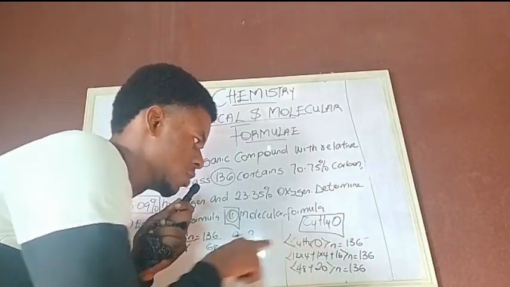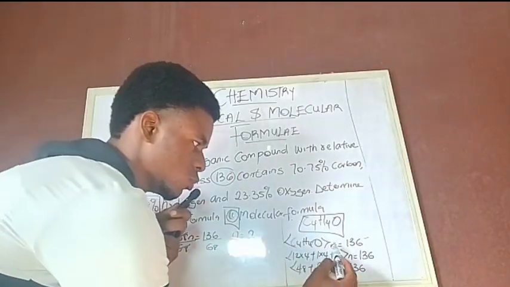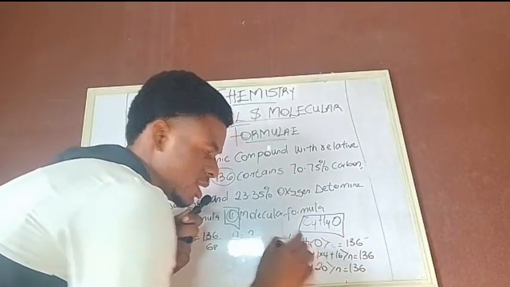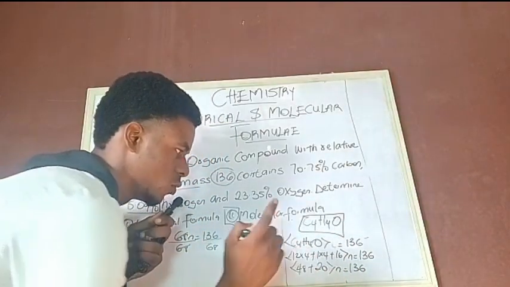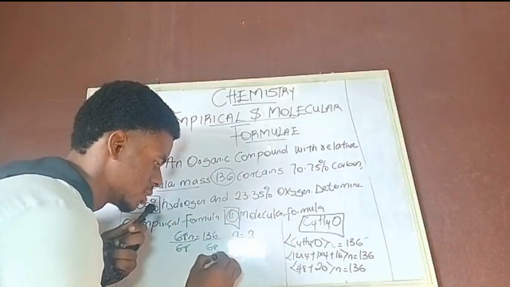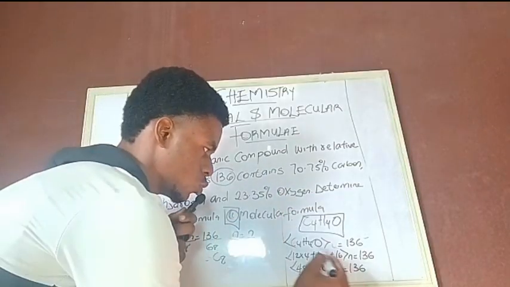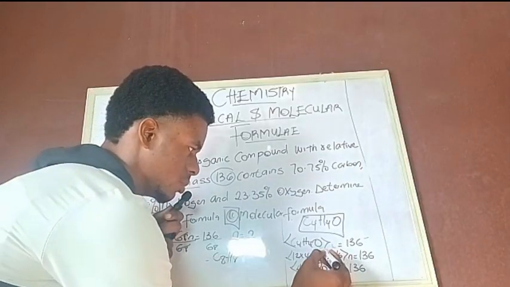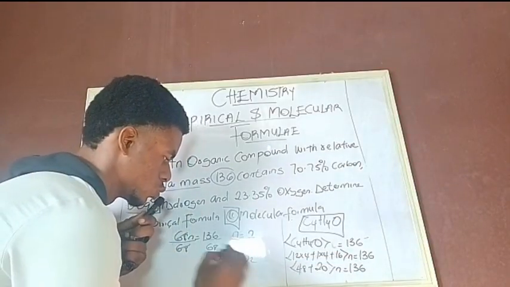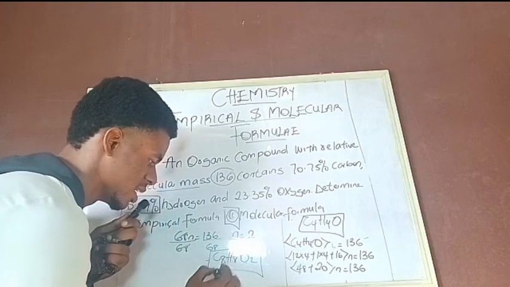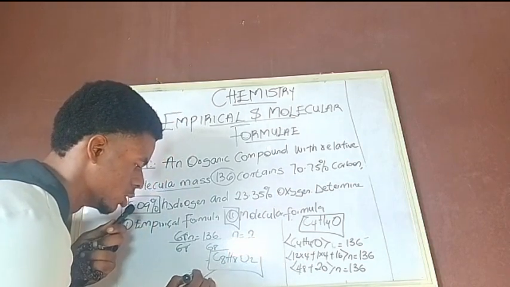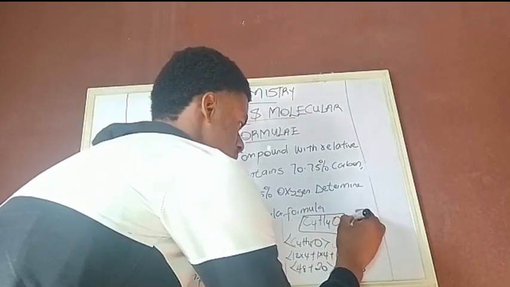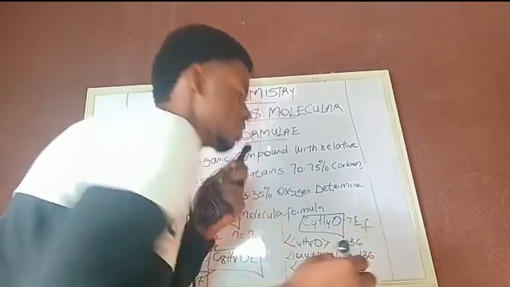So this n now will replace this 2. So we have this thing will become 2. So use this 2 to times everything in here. 2 times 4 will give you what? 8. So we have C8. 2 times 4 will give you what? 8. H8. And 2 times oxygen, O2. So this now is my molecular formula, MF. This one is my empirical formula, EF.